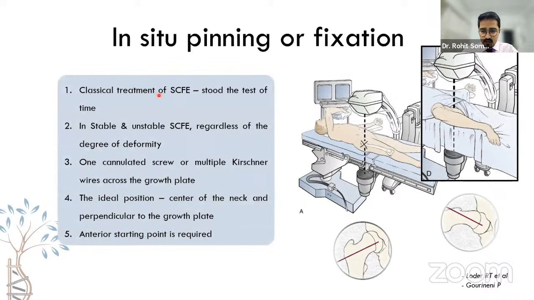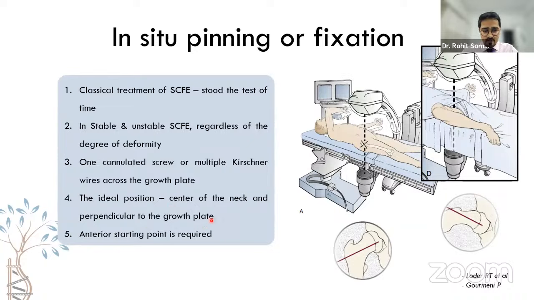The first thing we know about is in situ pinning or fixation. It is the classical treatment of SCFE. It has stood the test of time. Initially, it was described for both stable and unstable SCFE, regardless of the degree of deformity. One cannulated screw or multiple Kirschner wires across the growth plate was what was described. The ideal position is the center of the neck and perpendicular to the growth plate.